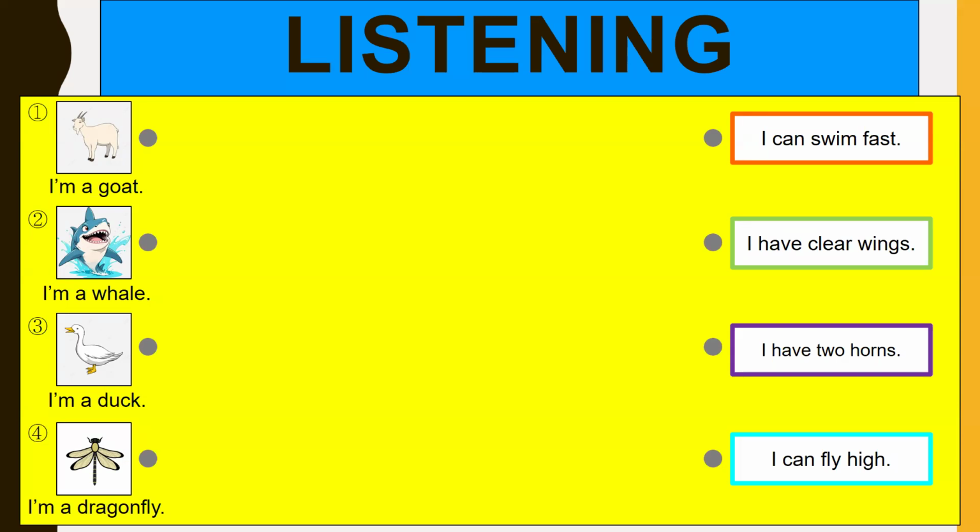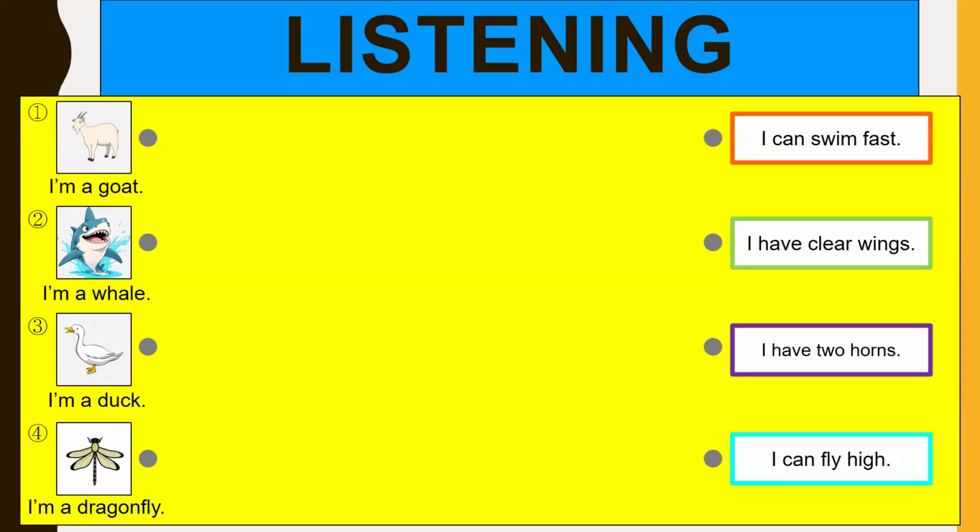Number one. Do you know who I am? I'm a goat. I have two horns. Nice to meet you. Number two. Do you know who I am? I'm a whale. I can swim fast. Nice to meet you. Number three. Do you know who I am? I'm a duck. I can fly high. Nice to meet you. Number four. Do you know who I am? I'm a dragonfly. I have clear wings. Nice to meet you.